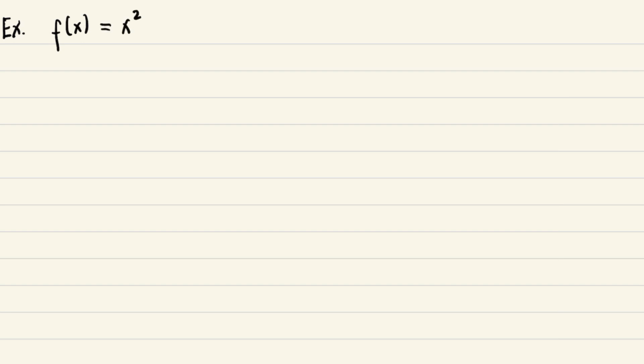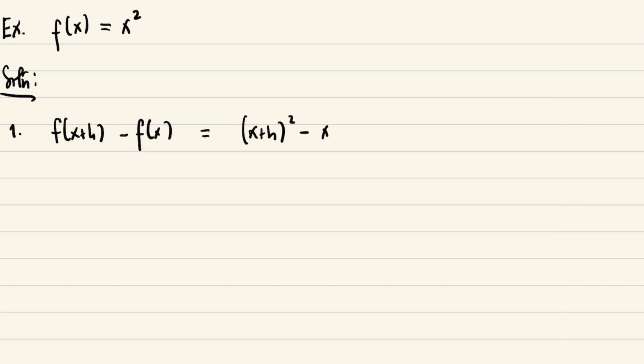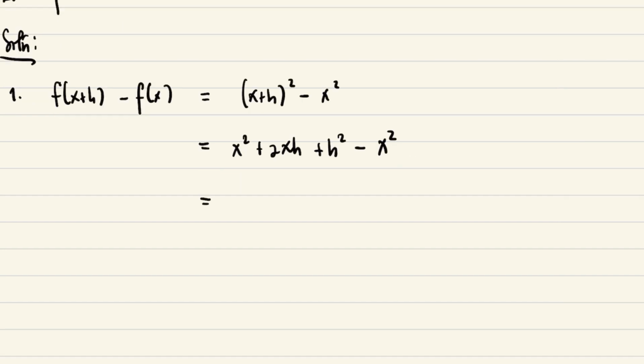Okay, so we use the three-step rule. Step number 1, we have to simplify f of x plus h minus f of x. We just plug the variable into x squared. So what we have now is x plus h squared minus x squared. If we simplify this, we have x squared plus 2xh plus h squared minus x squared. Our resulting expression is 2xh plus h squared.